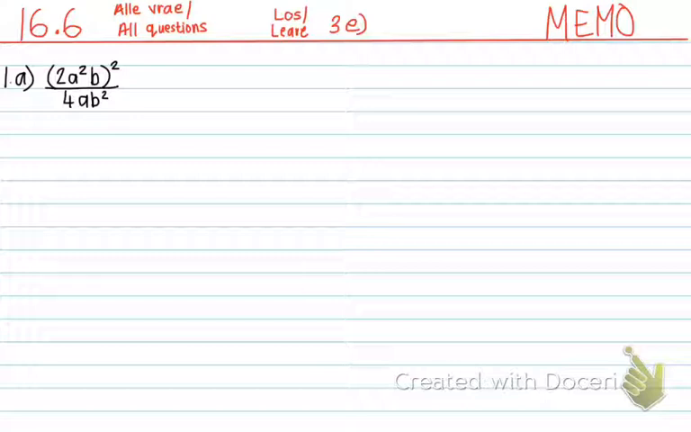Okay, number 1A is 2a squared b in brackets squared, over 4ab squared. So now we know that this squared outside of the bracket counts for everything inside. This is from the exponential laws that you have to know by now. Okay, so 2 squared is 4. When I have a power to a power, I multiply the powers. So it's 2 times 2, which is a to the power 4, and b to the power 2. And below the line, 4ab squared.